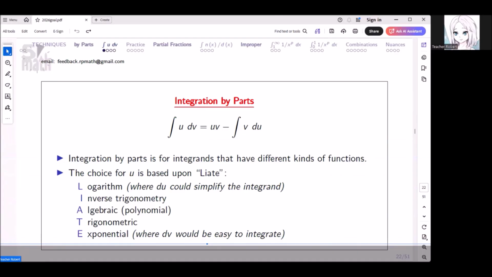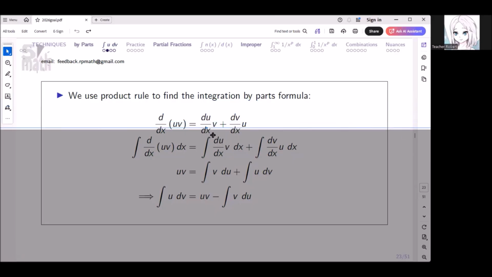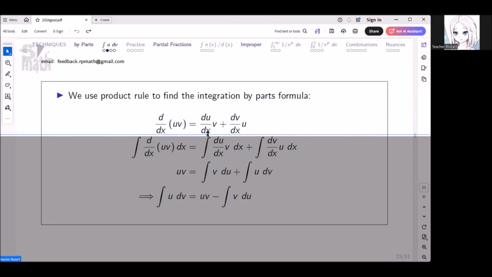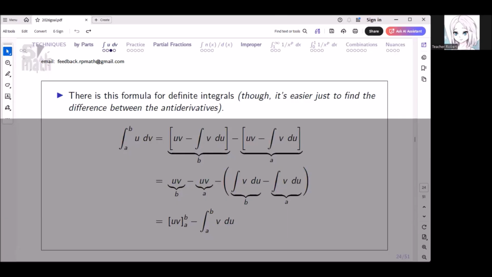Logarithm, where du could simplify the integrand. Inverse trigonometry. Algebraic, polynomial. Trigonometric, exponential, where dv would be easy to integrate. We use product rule to find the integration by parts formula. There is this formula for definite integrals, though it's easier just to find the difference between the antiderivatives.